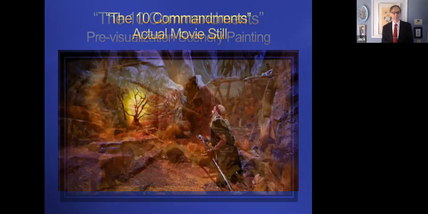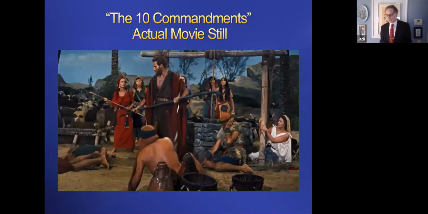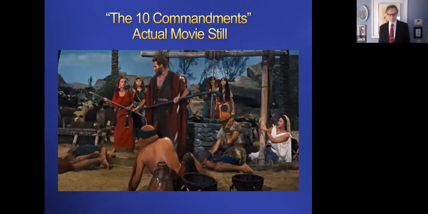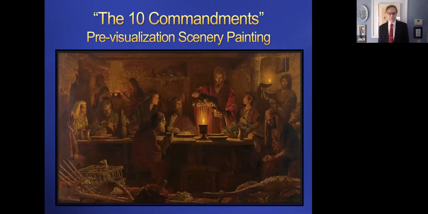Here's another one of Friberg's paintings that he gave him. Okay, here's a scene from the movie. Charlton Heston and Yvonne De Carlo down here. Again, painting. Here's the painting that he did of the Passover scene, the first Passover. And here's the still from the movie.